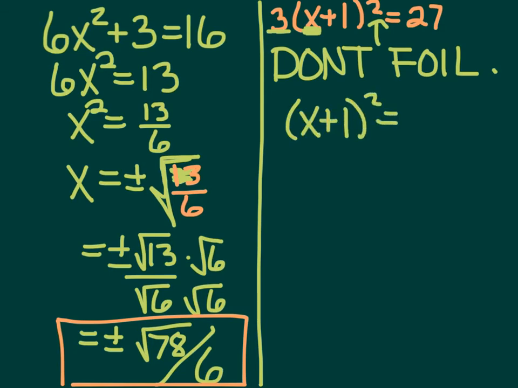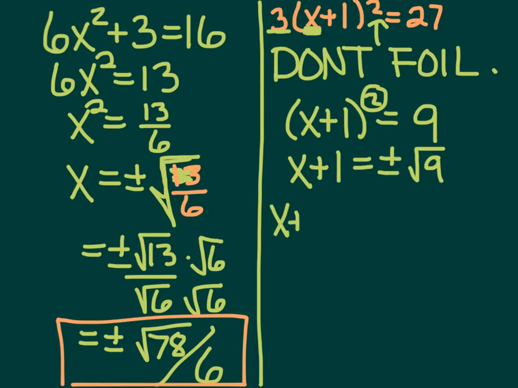27 divided by 3 is 9. Then we're going to undo this squared. So x plus 1 equals plus or minus the square root of 9. That means that x plus 1 equals positive 3. It also means that x plus 1 equals negative 3.